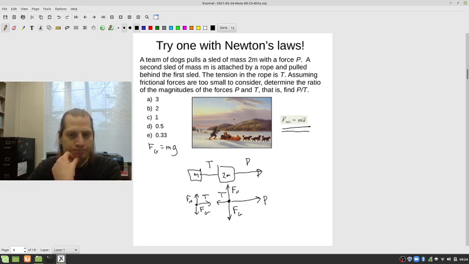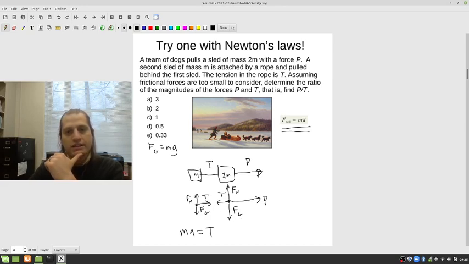And that's it. So what I could do is write out, this is a mass of m, this is a mass of 2m. I can write out F net equals ma for each one of these objects in the x direction. Okay, let's do it. ma equals T. T is the only object pulling on it in the x direction. Okay, let's do it again for this one.